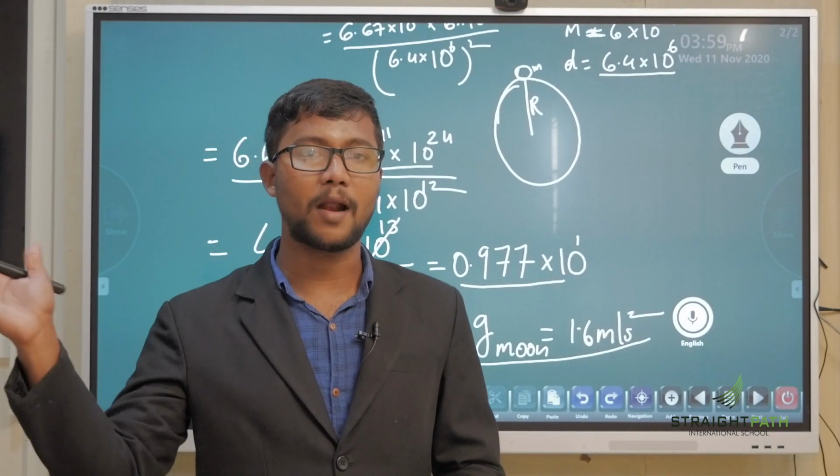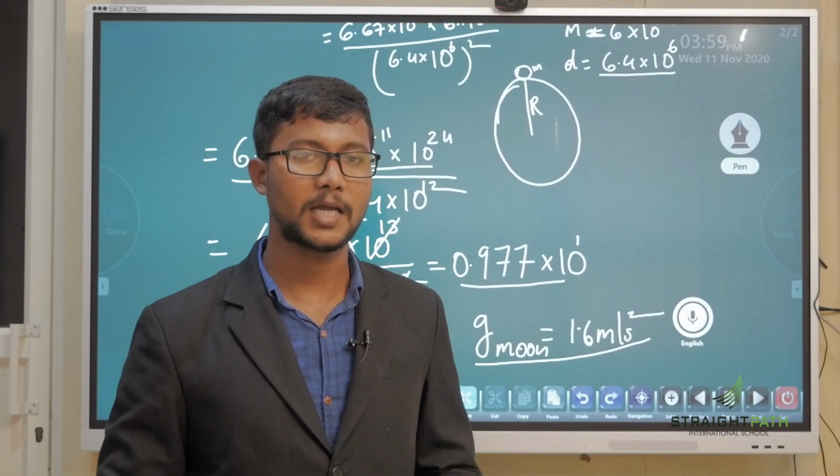All the planets revolve around the sun in a circular orbit. Can we call it a free fall?